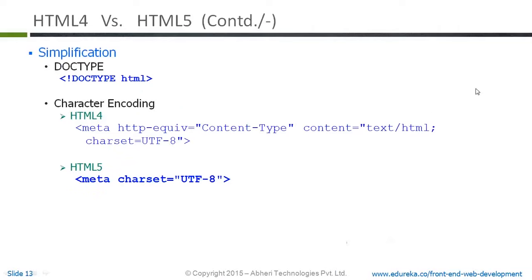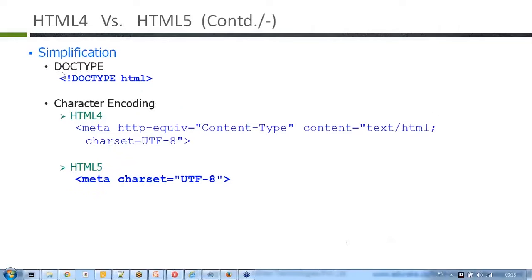One simplification which is done in HTML5 is about the doctype. If you recall from the first slide, the doctype declaration is very long. Now they have shortened it to just this much, which is given in this blue colored text. Just doctype html. That's it.